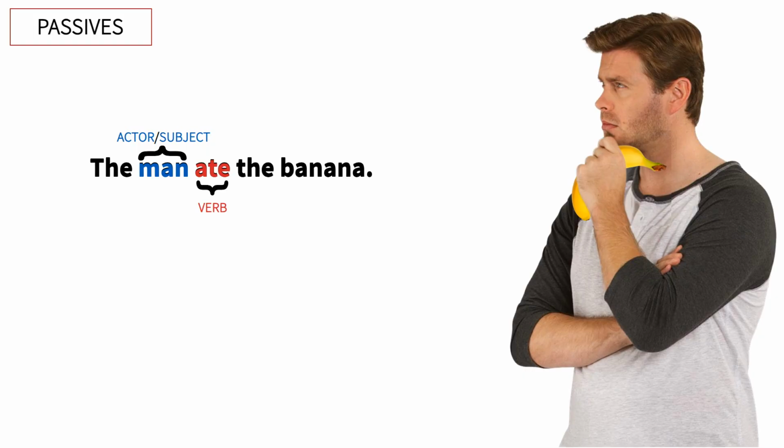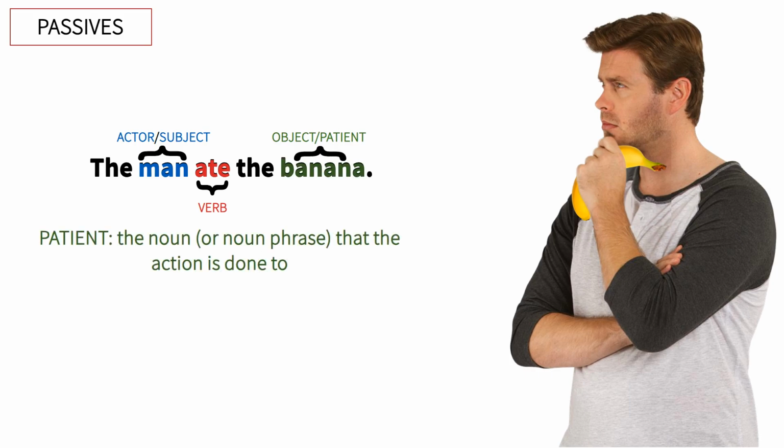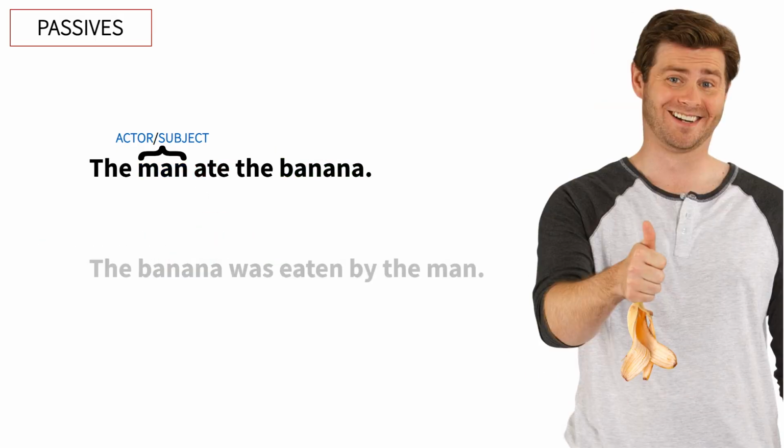The noun or noun phrase that follows the verb in the first example above is called both the object and the patient. The patient is the noun or noun phrase that the action is done to. Usually, the subject of the sentence is also the actor. This is what is happening in the sentence, "The man ate the banana."